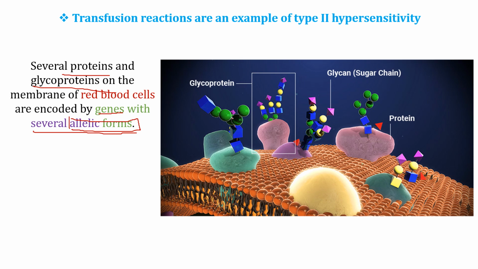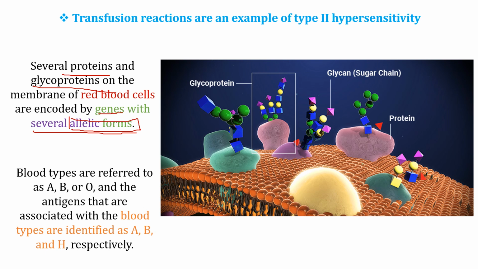This is a glycoprotein. This is an RBC, and its surface contains protein and carbohydrate chains. So the protein and carbohydrate chain. Now let us come to the allelic forms.